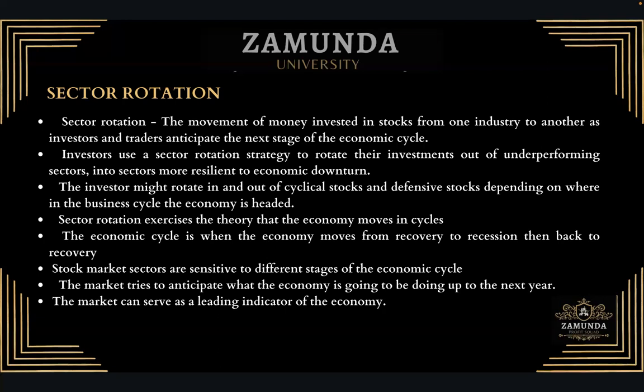The economic cycle is when the economy moves from recovery to recession, then back to recovery. Stock market sectors are sensitive to different stages of the economic cycle. The market tries to anticipate what the economy is going to be doing up into the next year, so it's usually between 6 to 12 months. It tries to be ahead of what the economy is doing. The market can serve as a leading indicator of the economy.